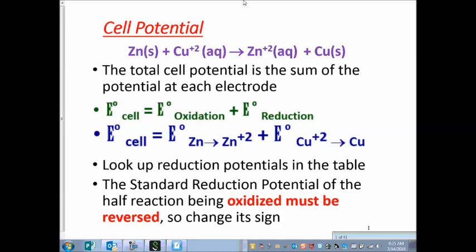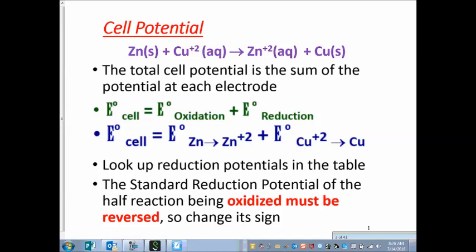Reviewing a little bit from last time, the cell potential. We have our redox reaction at the top here with zinc solid reacting with copper 2 ion, producing the zinc ion and the copper solid, as you see up here. The cell potential of the oxidation reaction is added to the standard reduction potential for, obviously, the reduction. And you have a table that you look these values up on.